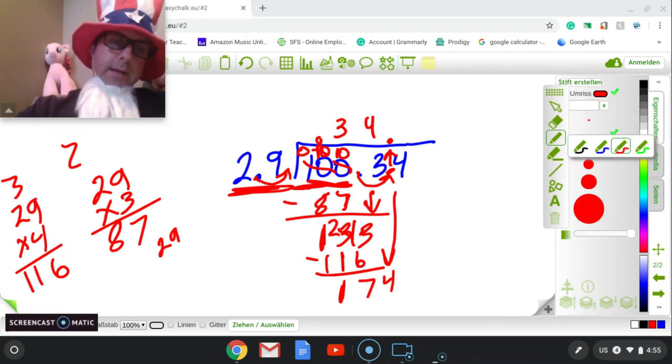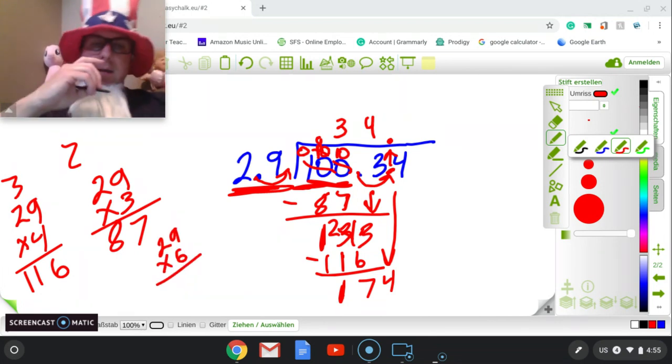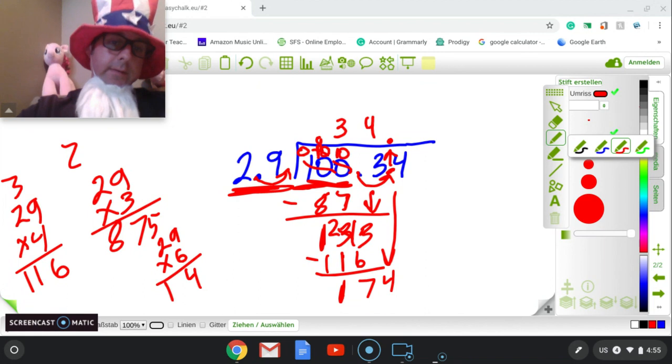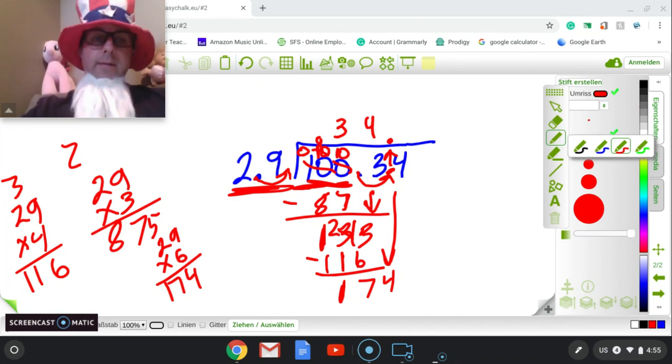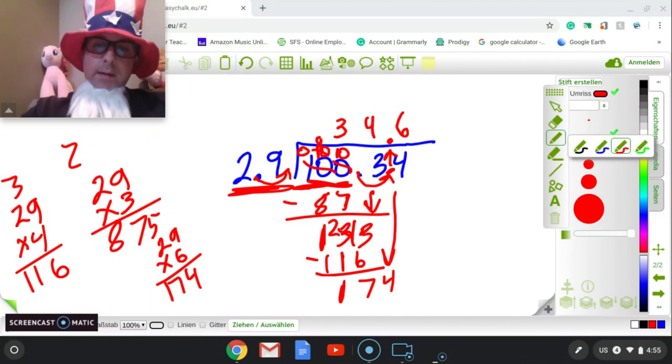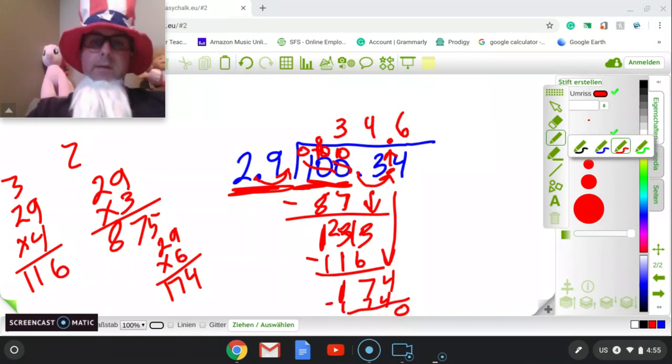So we're going to take 29 times 6. 9 times 6 is 54. 6 times 2 is 12. 12 plus 5 is 17. So we're at 174, which is our 6 times. Now that 6 is going to go right above the 4. Do you see how the 6 is after the decimal after we moved it up? Because the 4 is after that decimal, so the 6 has to be after the decimal. It is going to be 174, and we subtract this, and we are left with 0.